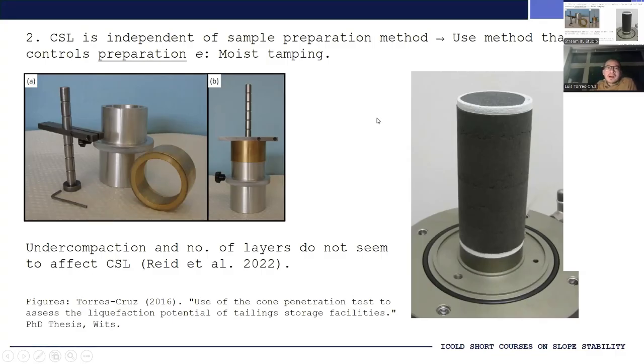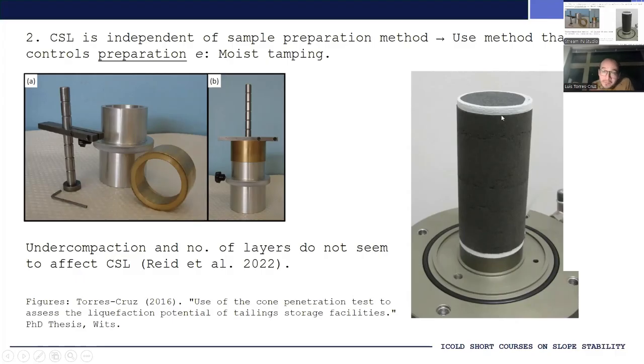I also want to highlight here that when you use the moist tamping method, you have very good control of the void ratio that your specimen is going to achieve at this point. This specimen right there is mounted on the base of the triaxial cell, right? It has a porous stone at the bottom, another one at the top, and through the moist tamping method, we have a very good control of the void ratio as it exists right there.